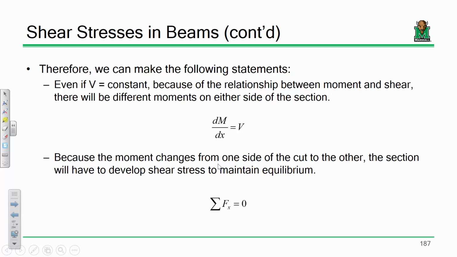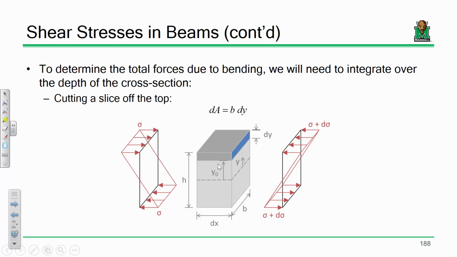Okay, so yes, there is a different amount of bending moment from one side of that section to another, but it doesn't mean that the sum of forces in the x direction doesn't equal zero. We have to generate some amount of stress to counteract that. And where do we get that? We get that from the shear stress. Okay? So here's what I got going on.